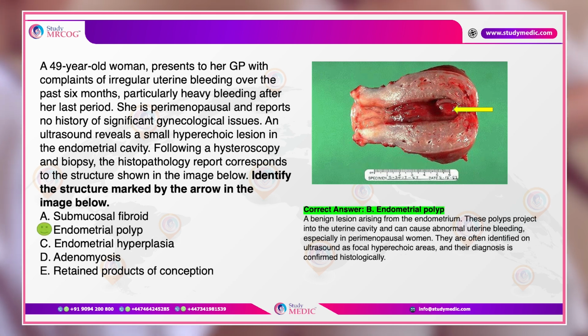So our answer here is an endometrial polyp, and it is actually a benign lesion which arises from the endometrium, and they project into the uterine cavity and can cause abnormal uterine bleeding, especially in perimenopausal women. They are often identified on the ultrasound as focal hyperechoic areas, and their diagnosis is confirmed histologically.